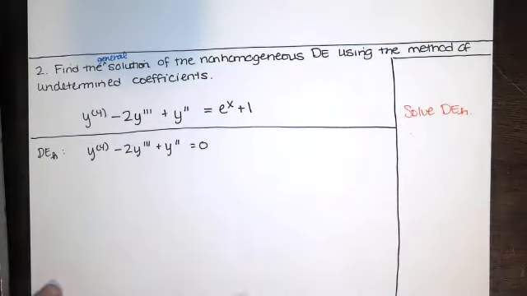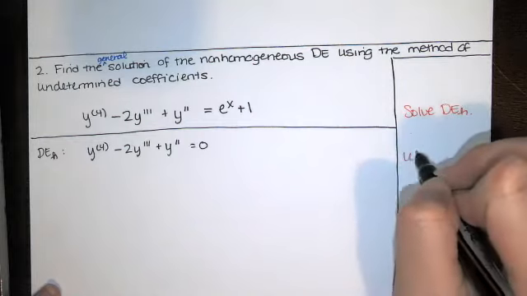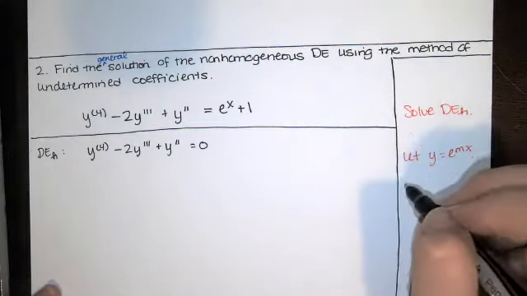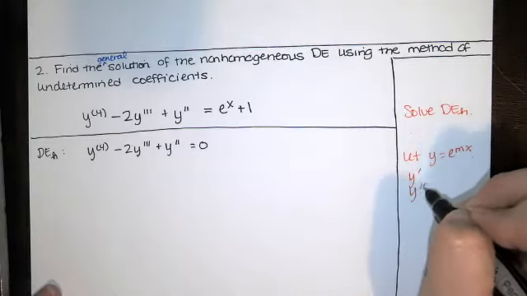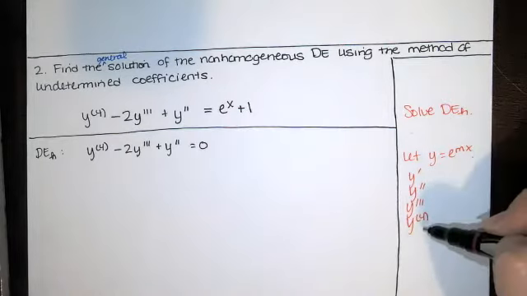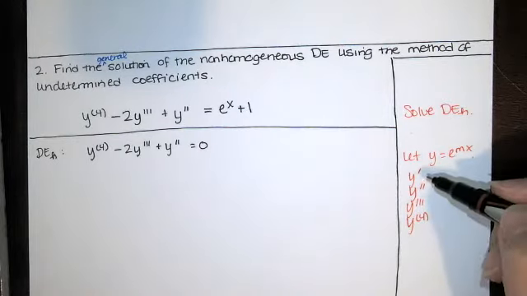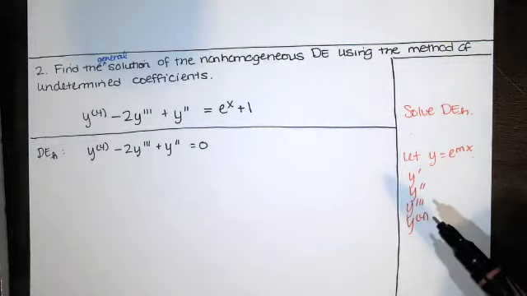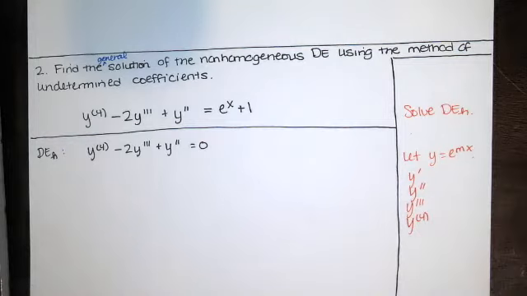Now, since this is a constant coefficient differential equation, we're going to let y equal e to the mx. Since it's fourth order, we're going to compute the first, second, third, and fourth derivatives. Once we find those derivatives, we're going to substitute them into this equation. That's going to give us an equation involving m. If we can find the values of m that satisfy that equation, those will be the values of m that cause e to the mx to be a solution to this equation. So that's the plan.